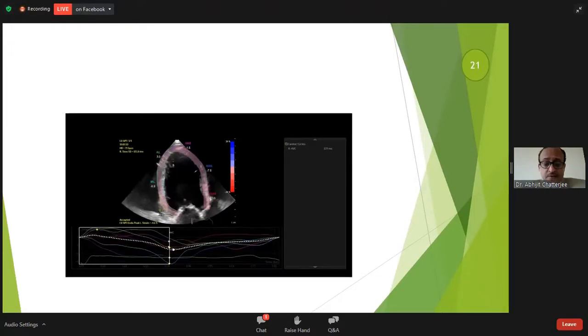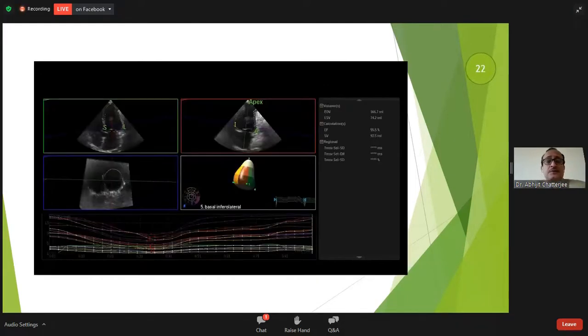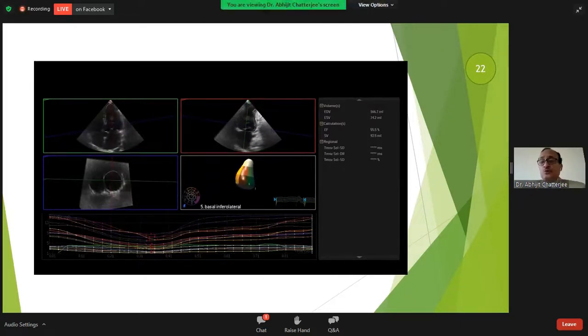Same patient, three chamber. And we take help of the technology and we can get a 3D heart model which shows the contractility in various segments and also the different segments by different colors.